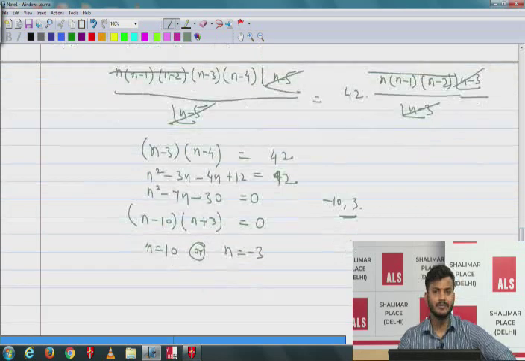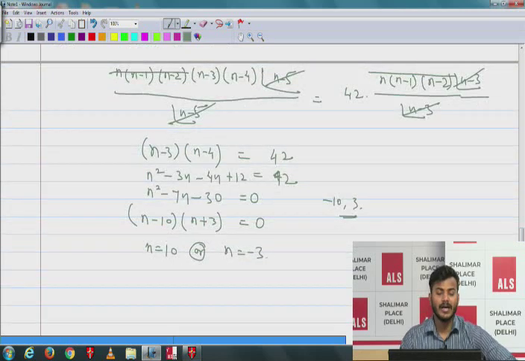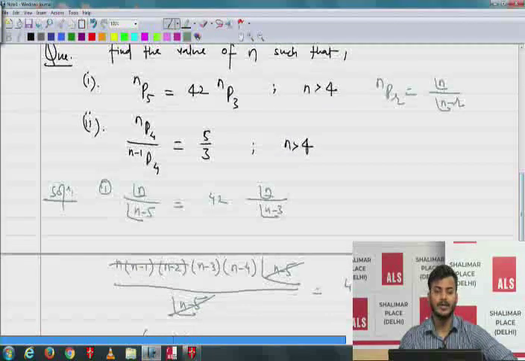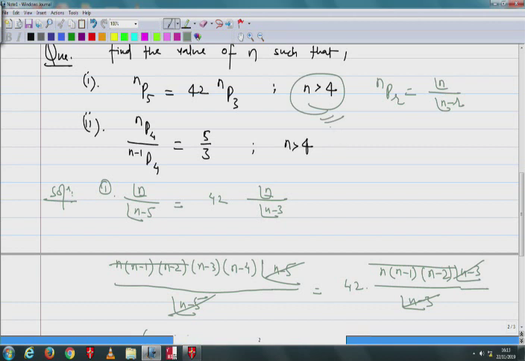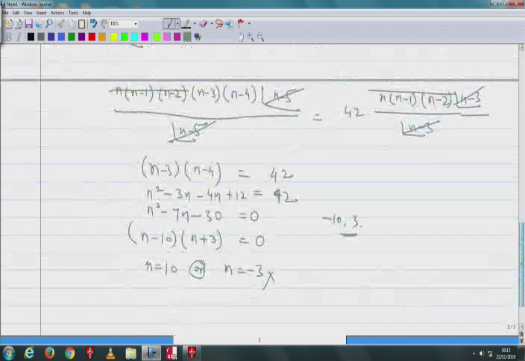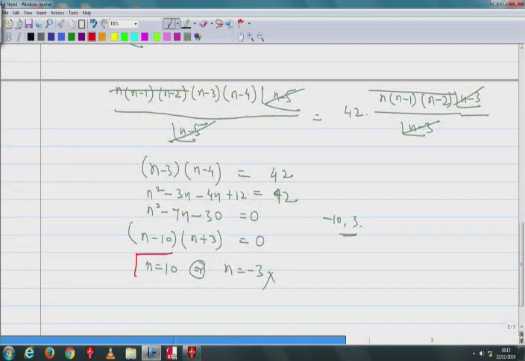But guys, always remember, n cannot be a negative number. And also, if I have written nP3, nP4, whatever, always remember that any nPr or nCr are never negative. There is one more condition given on n, which is n greater than 4. So certainly only n equals 10 satisfies the given condition. So n equals 10 will be your answer. The only answer is n equals 10.